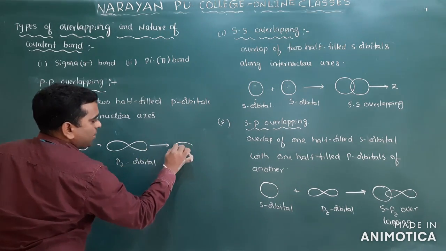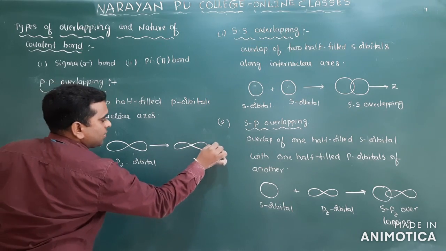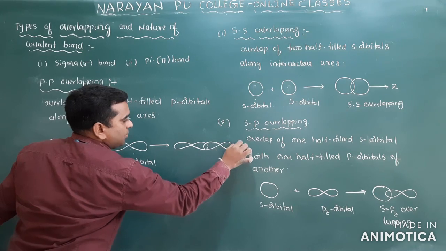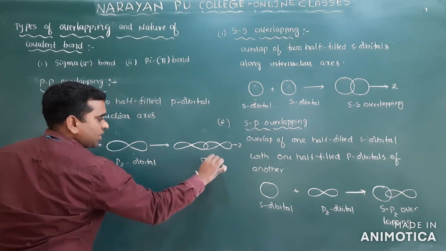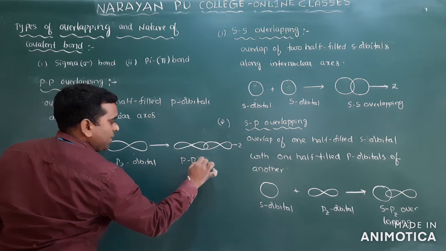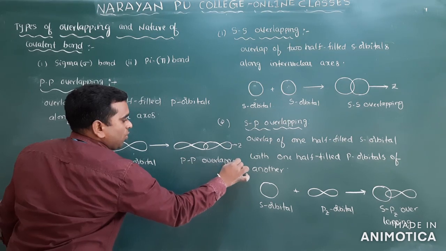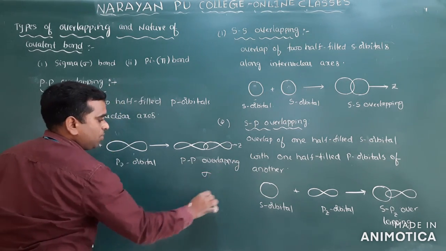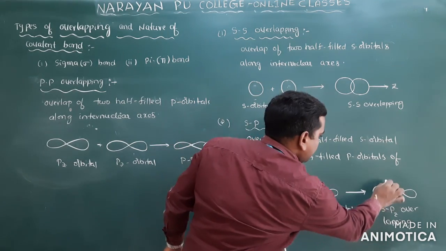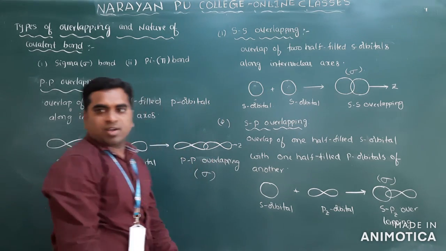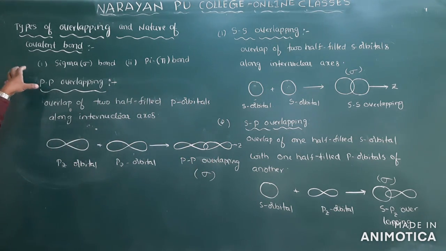Then what is the overlapping? This is overlapping along the z axis. So this is pp overlapping. Clear? Here also, which bond will be formed? Sigma bond. And here also? Sigma bond. And here also? Sigma bond. Clear? So this is about the sigma bond.